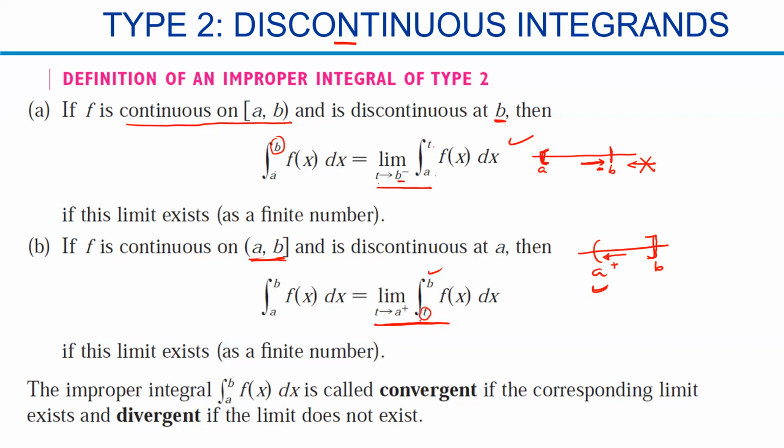As in type 1, if the limit of this improper integral exists, we say that the improper integral is convergent, it converges. Otherwise, we have to say that it is divergent. So it depends on the existence of the limit that you are considering here.